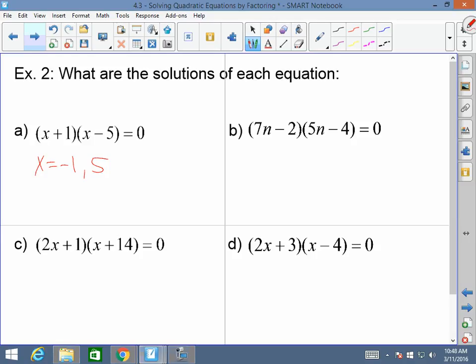B, n would equal 2/7 and 4/5. C, x will equal negative 1/2 and negative 14. For D, x would equal negative 3/2 and 4. All I did was set each of these equal to 0. So I went 7n minus 2 equals 0, and then I just did the work. You should be able to do that work pretty quickly. If you need to show yourself steps, there's nothing wrong with that.